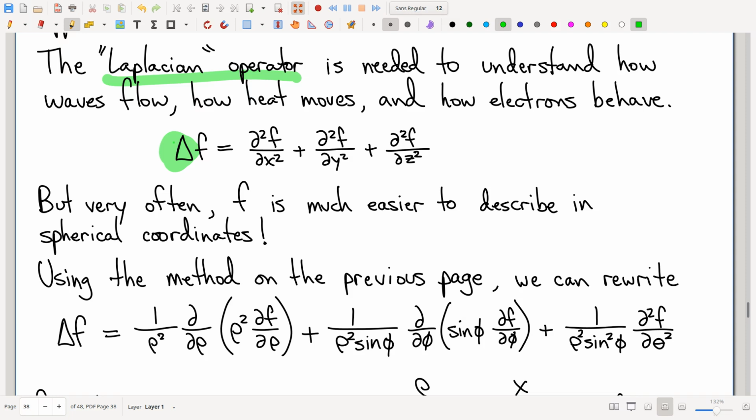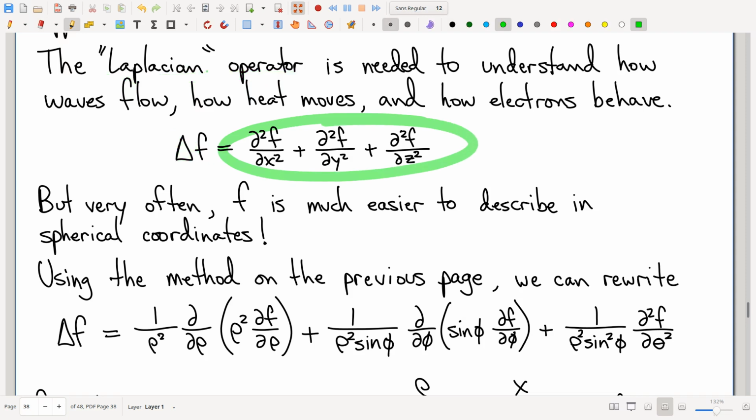Okay, so that said, the Laplacian operator is huge in physics and therefore in engineering. It describes, among other things, how waves flow, how heat moves, etc. So very important thing. Now, what I've got here is a formula for the Laplacian, and you'll notice that my formula is in rectangular coordinates because the partials are with respect to rectangular variables. This makes sense if your function is written in rectangular coordinates, as of course very often is the case.